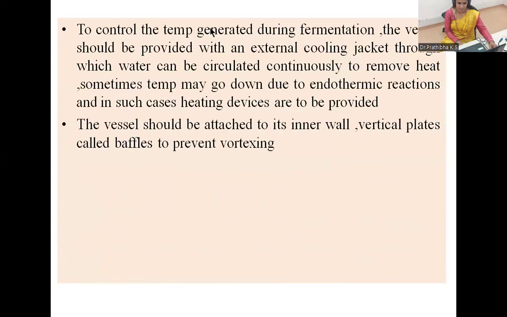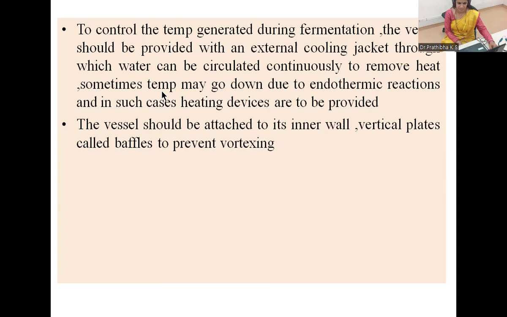Further, to control the temperature generated during the fermentation, the vessel should be provided with an external cooling jacket through which water can be circulated continuously to remove heat. To remove heat means we are going to send the cool water through the cooling jacket.